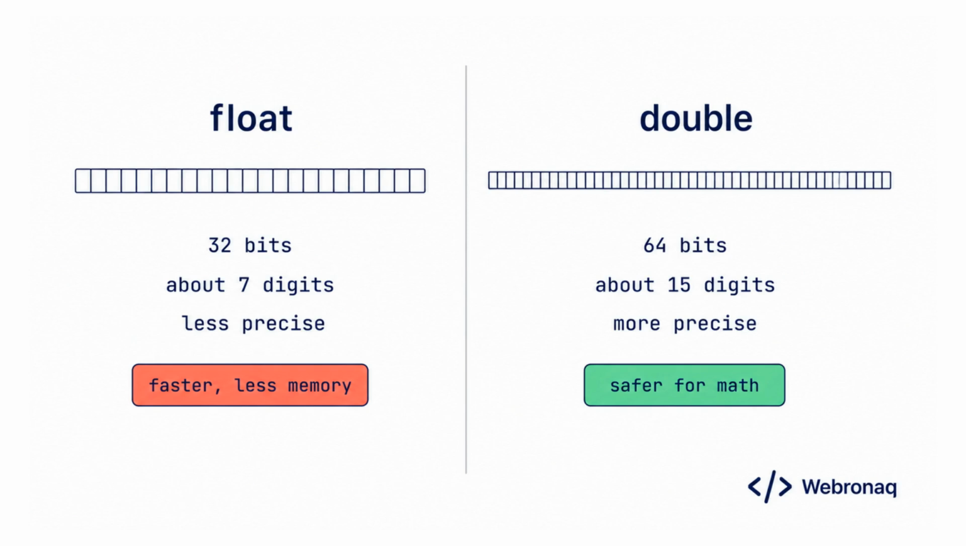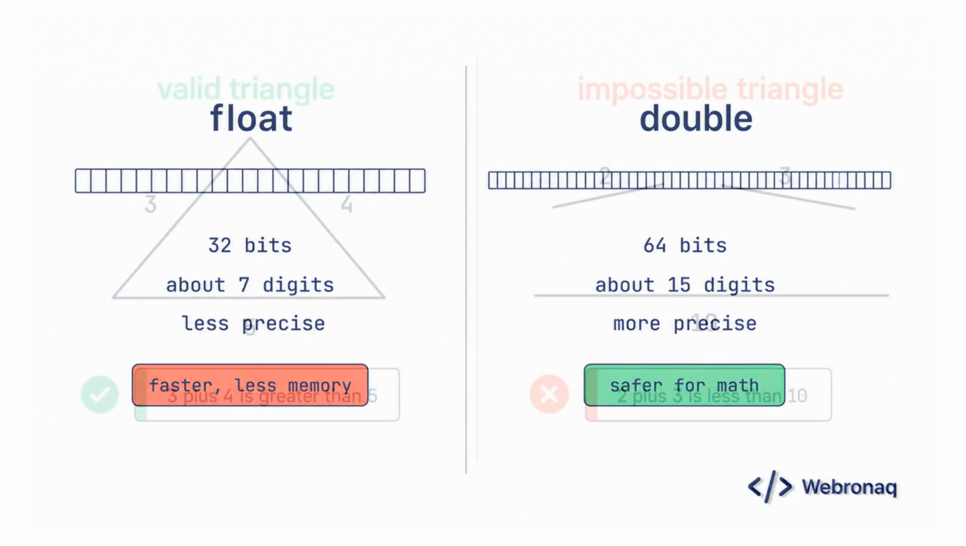For something like Heron's formula, where we multiply several values together and then take a square root, those extra digits matter. The errors compound. That is why doubles are the safer default for any real math. Float is fine for graphics and games, where speed matters more than the last decimal. Got it? Let's move on.